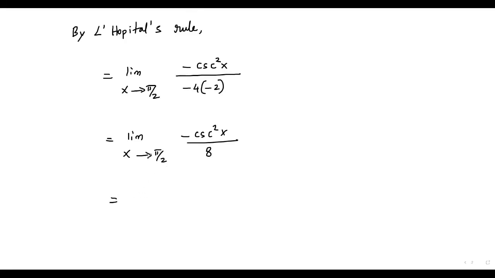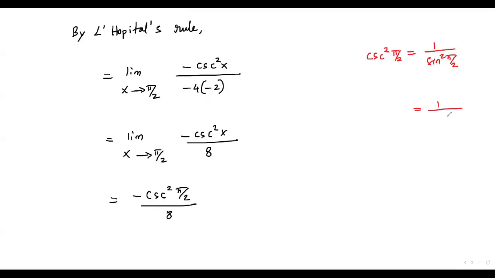Now we can substitute the given limit pi over 2 for x into this one. So negative cosecant square pi over 2 over 8. So one second, let me evaluate the value of cosecant square pi over 2. Cosecant is a reciprocal of sine. So if I want to get cosecant square pi over 2, it can be written as 1 over sine square pi over 2. What is the value of sine pi over 2?